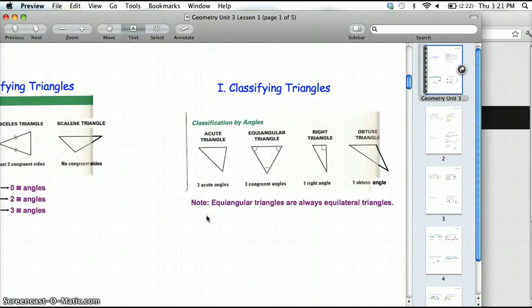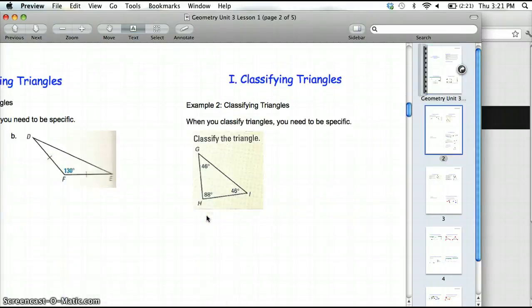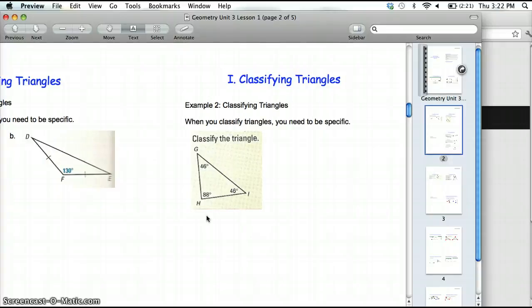Now normally, if you knew the sides, you would have to classify it by both the sides and the angles, but since we don't know the sides, we just classify it by the angles in this example.